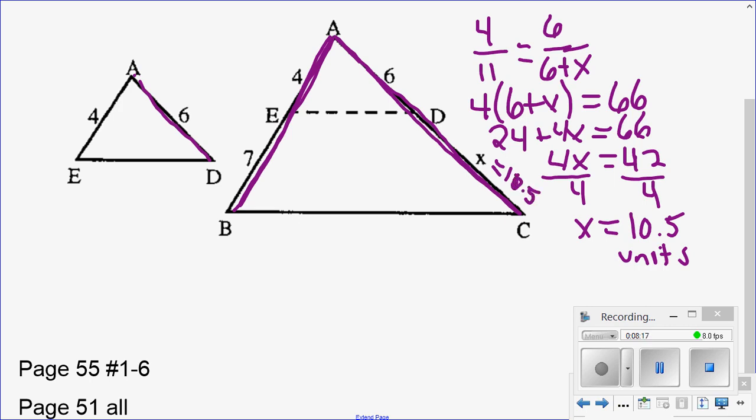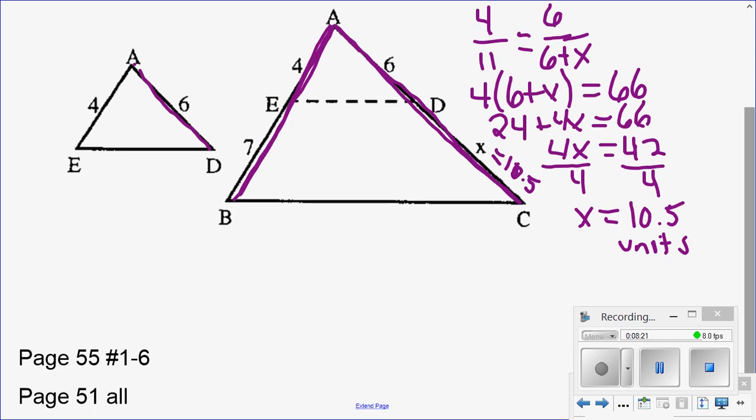So x right here is 10.5 units. Okay. So now I'd like you to try some problems similar to those on your own. Go ahead and work on page 55, 1 through 6, and 51, all problems. Good luck.